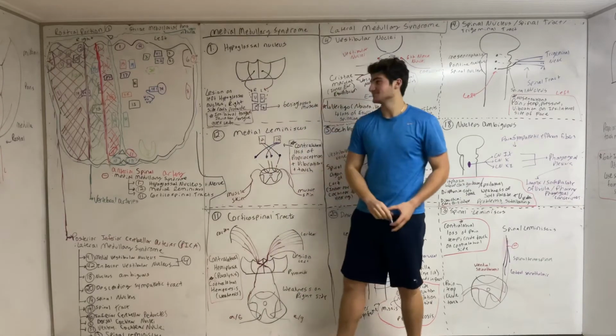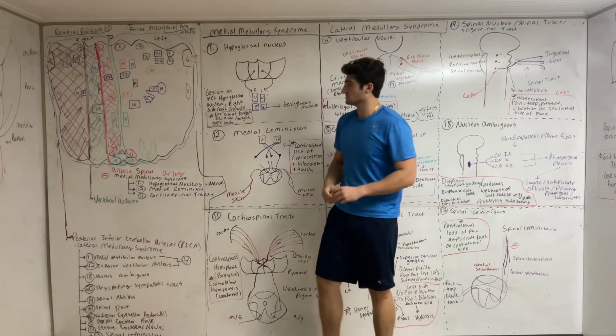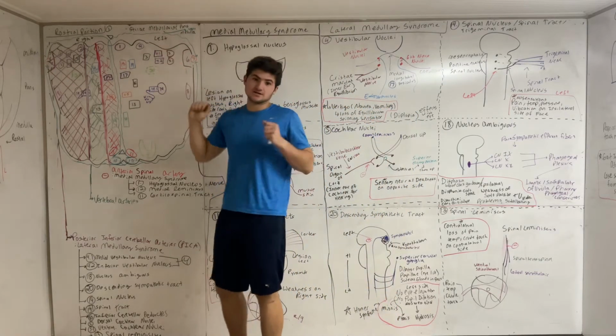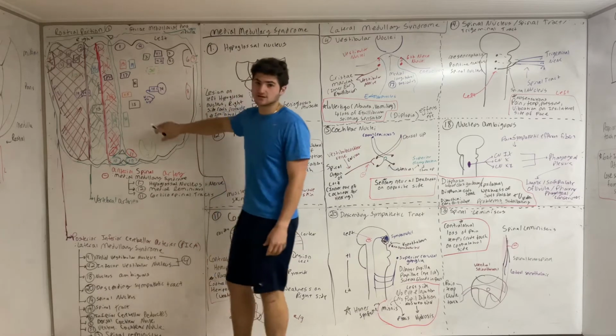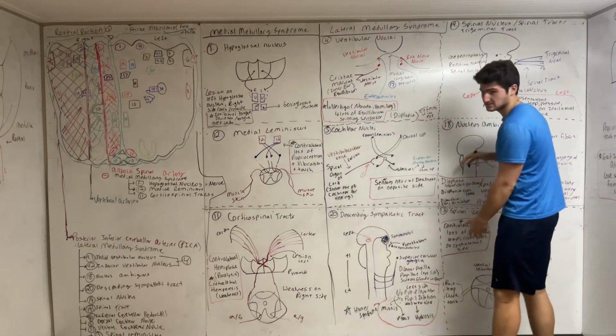Okay, so back to the medulla. We spoke about the medulla, its anatomy and its function. Remember this region right here. This was the rostral portion. In the last video, I had a picture of the rostral portion, and then we have the sensory decussation and the pyramidal decussation.